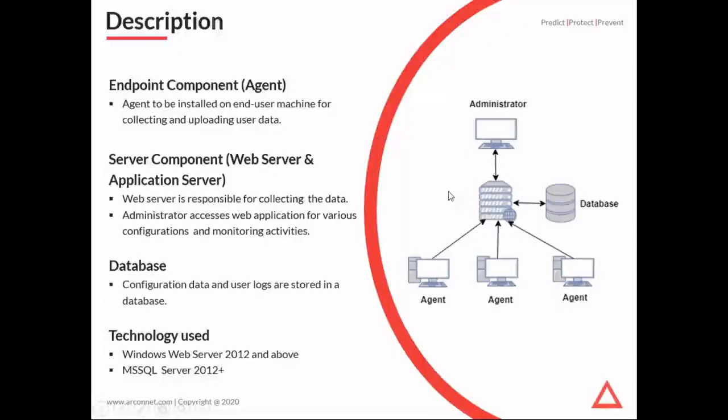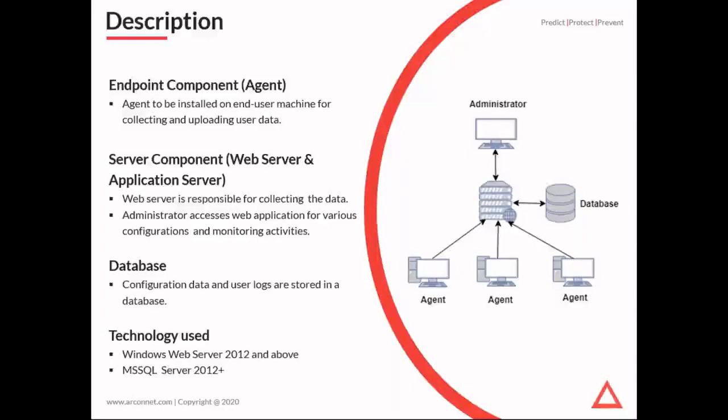So this is about the Arcon UBA solution on how you can use it to secure your end user zone. Now, as Wasim has mentioned earlier, the PAM solution takes care of the server zone of your data center, and Arcon UBA can take care of the end user part of your data center.